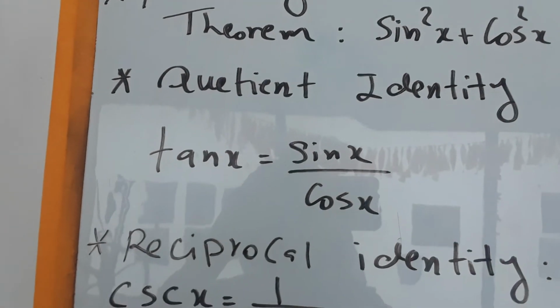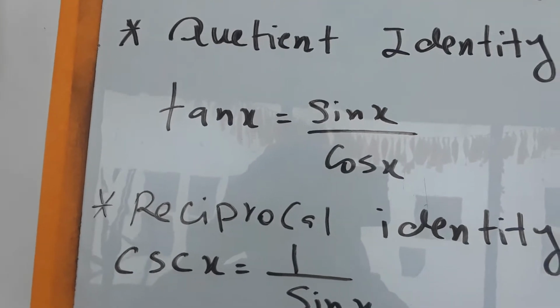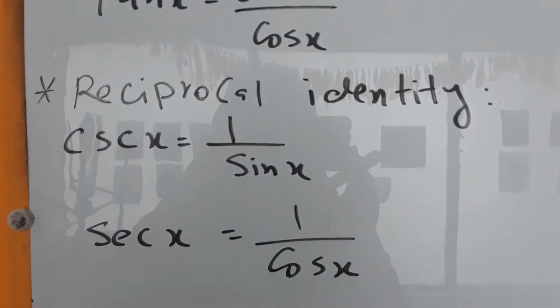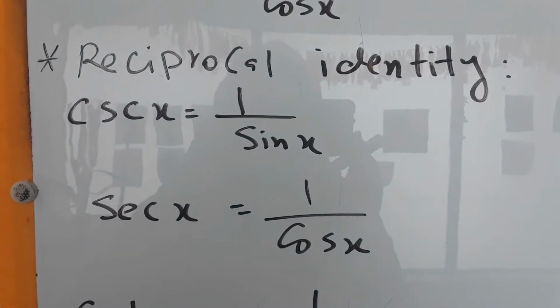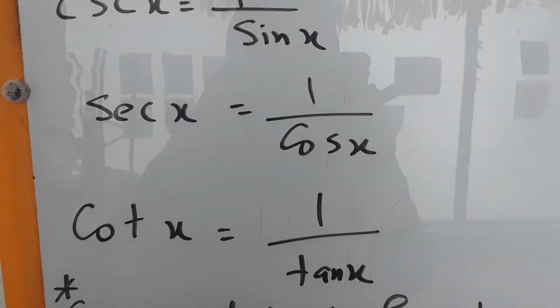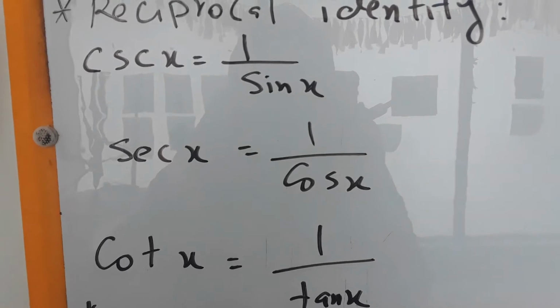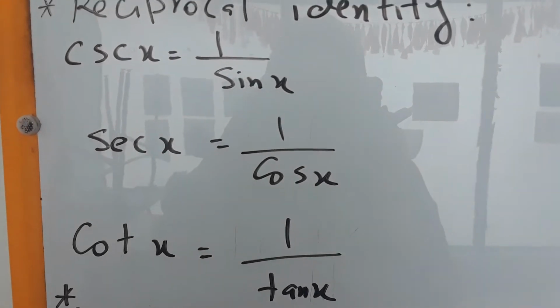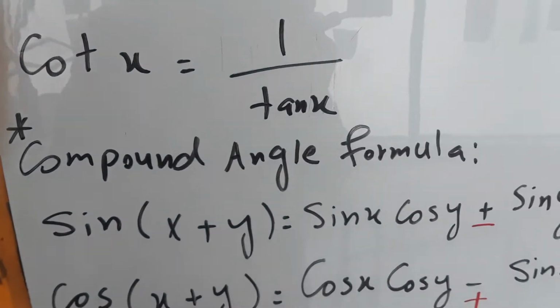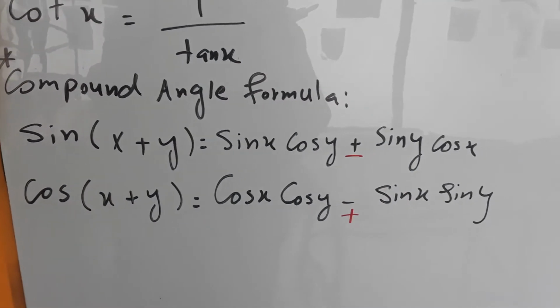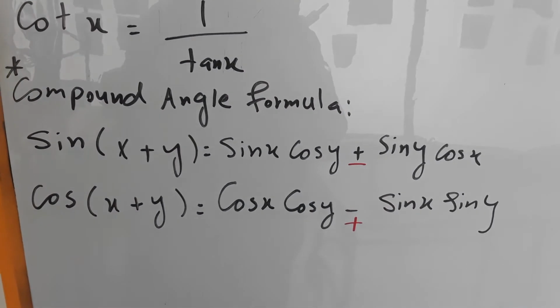Quotient identity: tan x is sine x over cosine x. Reciprocal identities: cosecant is 1 over sine x and secant is 1 over cosine x. Cotangent is 1 over tan. As you see, the reciprocals of the trigonometric ratios are listed.